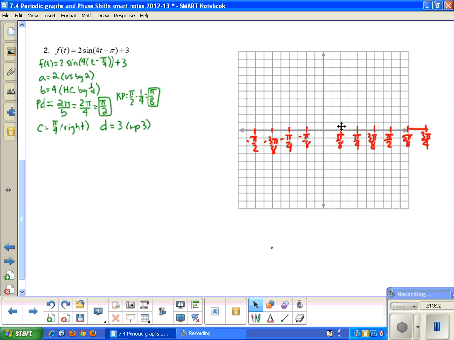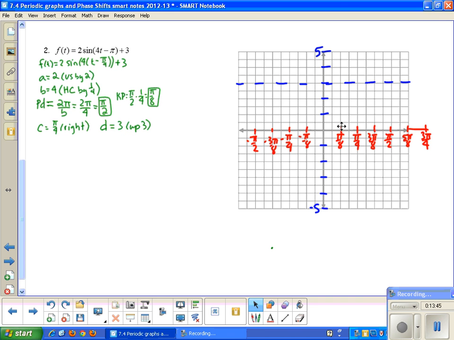Now for this graph, notice that we shifted our graph up 3. So the next thing I'm going to do is put in my vertical shift. So 1, 2. So this would be 5 up here. And this would be negative 5. So I'm moving up 1, 2, 3. So that's where my new x-axis would be.